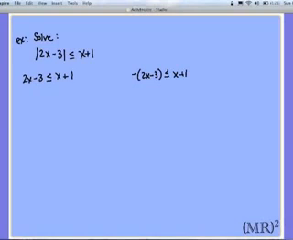And over here, add 3 to both sides, and I'll get 2x is less than or equal to x plus 4. And then subtracting x on both sides, I'll get x is less than or equal to 4.